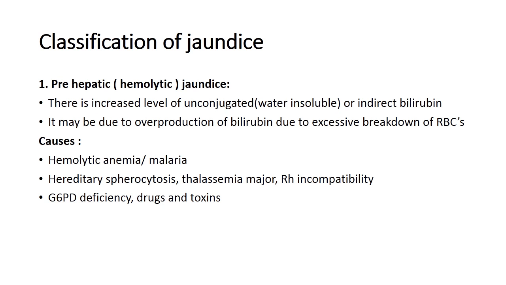Jaundice can be classified into prehepatic, hepatic, and post-hepatic jaundice. So, prehepatic or hemolytic jaundice. In this case, there is increased level of unconjugated, water insoluble or indirect bilirubin. There is excessive breakdown of RBC that leads to overproduction of bilirubin. Conditions such as hemolytic anemia, malaria, thalassemia major, Rh incompatibility, and some drugs and toxins can cause prehepatic jaundice.